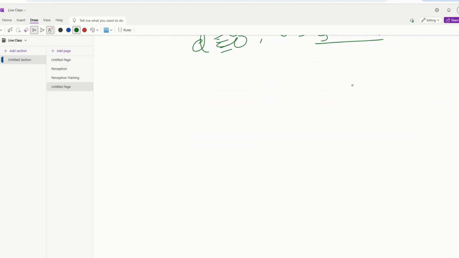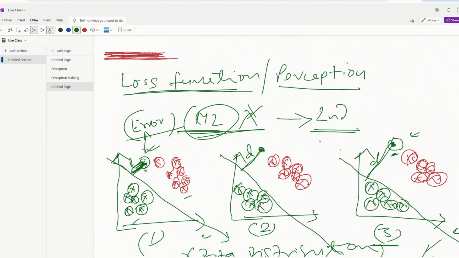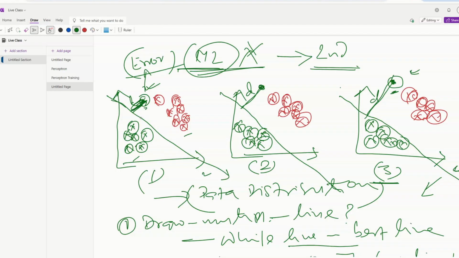Here I explained the first case. Let's go to the first part. Let's suppose I'm calling this distance d, and suppose this is my hyperplane, and this is one error point. The points which have no error have no loss. We don't have to worry about those points which are classified correctly. I'm only worried about those points which have errors. For example, this point has an error, and I'm calculating this distance.